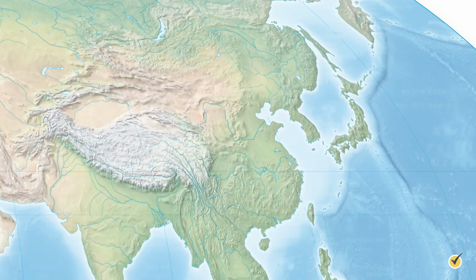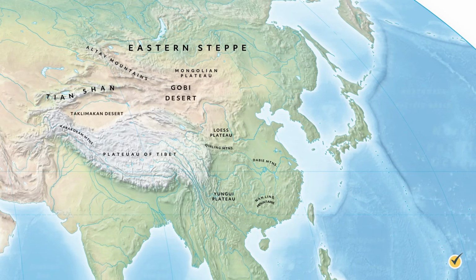Within this area lie many climate regions rich in natural resources, from mountains, steppe lands, plateaus, and deserts in the north and west to the fertile river valleys and deltas in the southern portions and near the coasts.